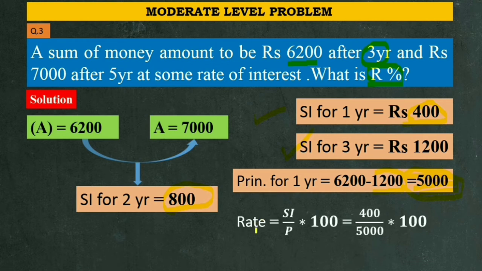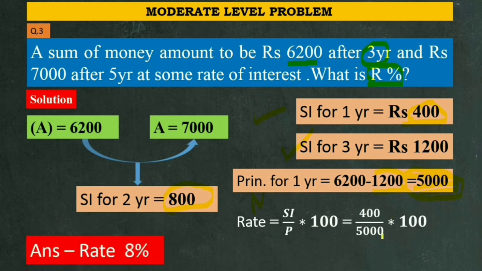Now we'll simply apply the formula, that is rate equals SI by P, because we have calculated the principal, and we have to calculate the rate for 1 year, so therefore the n value becomes 1. So rate is equal to SI by P. After putting the value of SI for 1 year equals 400, principal 5000, into 100, by cancelling this 0 with this 0, that is 400 by 50, the rate that we have to calculate amounts to 8%. So the answer for this question, that is rate of interest, equals 8%.